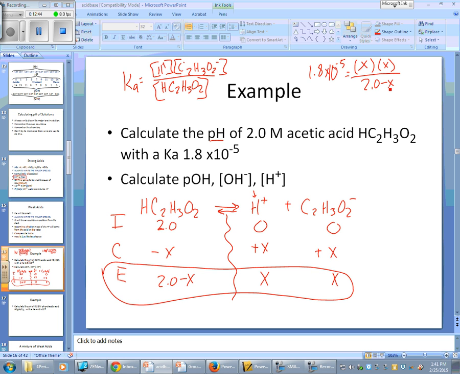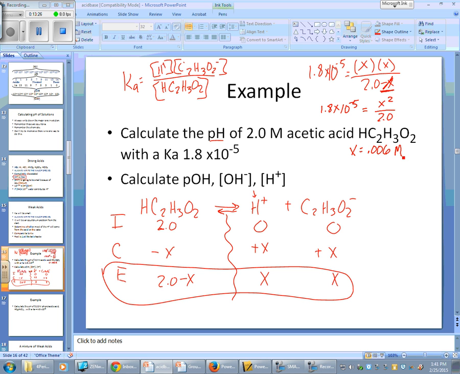Now, from the last chapter, we saw that if K is small, we can make some simplifying assumptions. Since K is small, X in relationship to other things is going to be so tiny that it's not really going to make a difference. So we're going to simplify and get rid of just this X right here to make the math a little easier. So I get 1.8 times 10 to the negative 5 equals X squared over 2. Then I'm just going to rearrange that equation, and I'm going to find that X equals 0.006 molar.